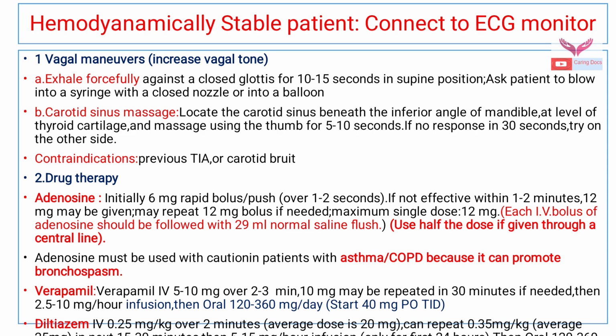Each IV bolus of adenosine should be followed by a 20 ml normal saline flush. And if we are giving it through a central line, we have to use half of the dose. Adenosine must be used with caution in patients with asthma or COPD, because it can promote bronchospasm.